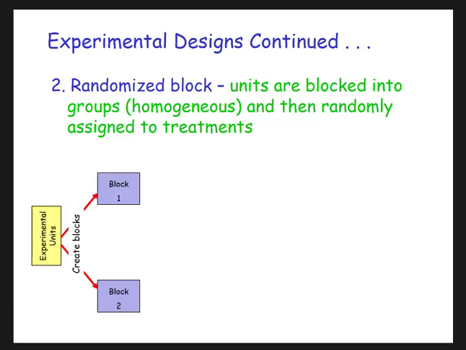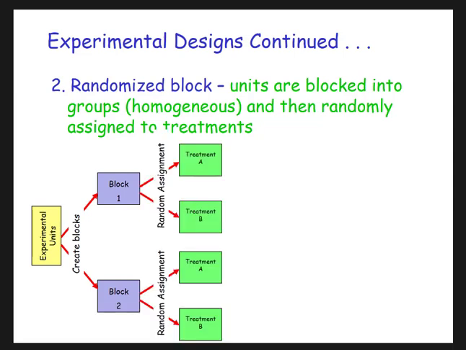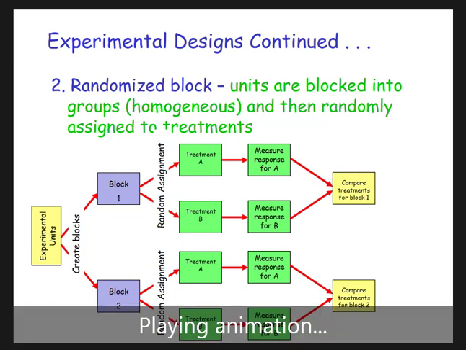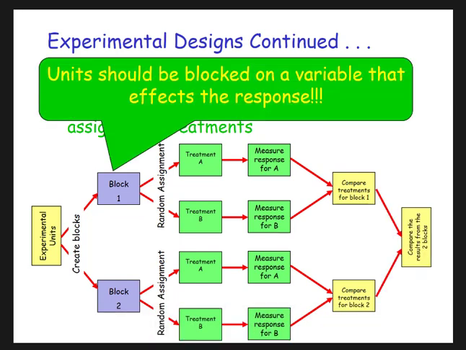There's our experimental unit. Block 1, block 2. In block 1, part of them are assigned to treatment A and part to treatment B. In block 2, part are assigned to each treatment. And then, of course, we take the measurements and compare. Units should be blocked on a variable that affects the response, like in the calculus experiment, the professor. So we know that they had a similar professor, so we can divide them into treatments, knowing that they had similar backgrounds.